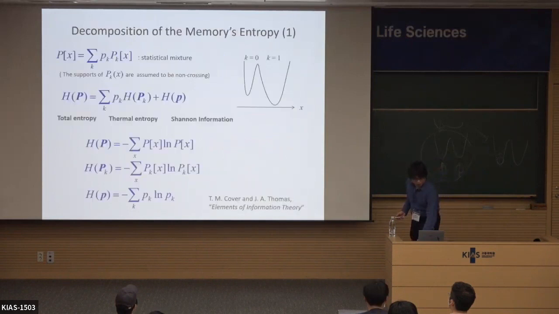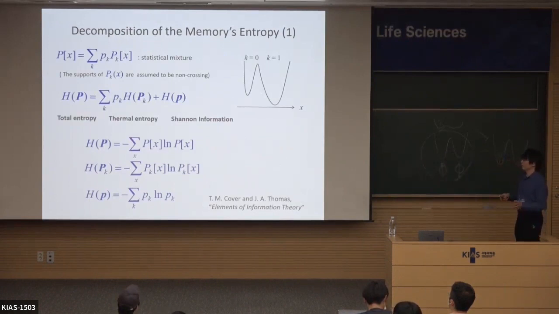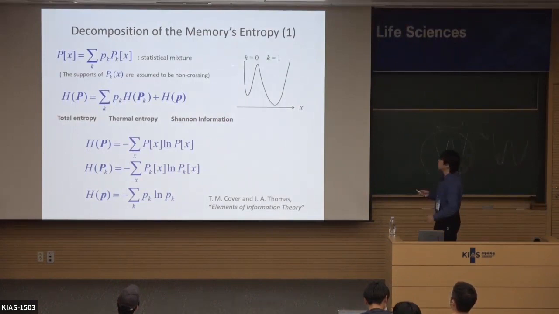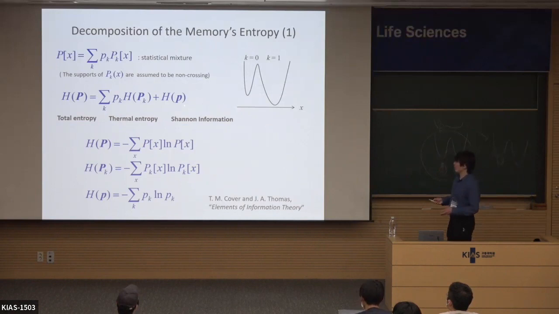So the main idea behind this is based on the very general property of decomposition of the channel information. So, for example, we consider this kind of asymmetric memory, and we consider the total Shannon entropy of the entire phase space. Then we can decompose the total Shannon entropy into two parts. One is the Shannon information associated with the measurement outcome K, that is purely some kind of logical Shannon information. So for example, if we store the information 0 and 1 with probability 1 half and 1 half, then this logical Shannon information is given by log 2.